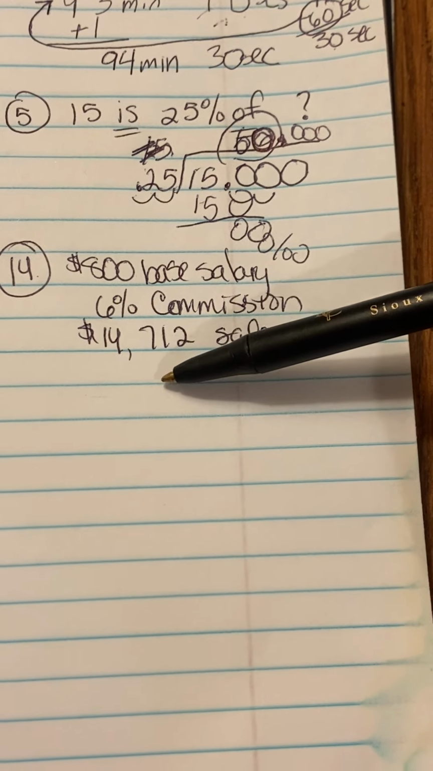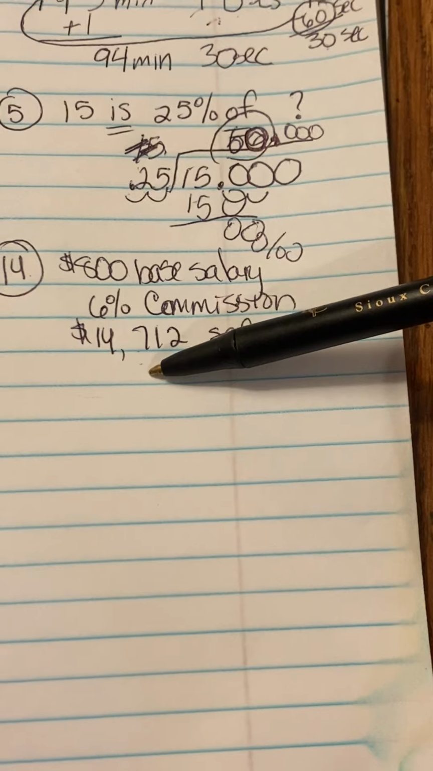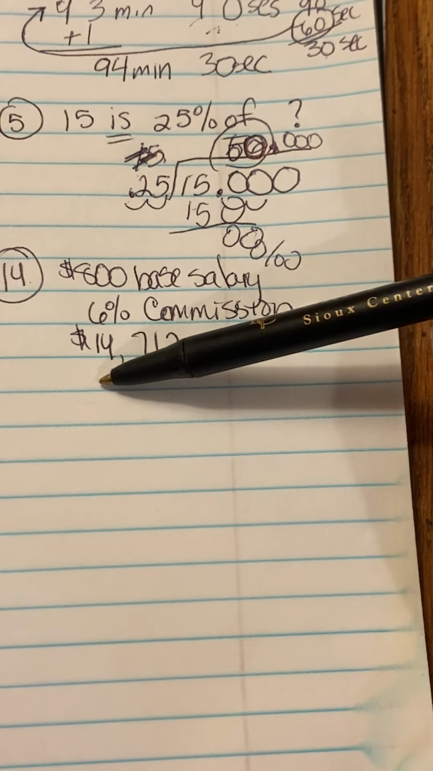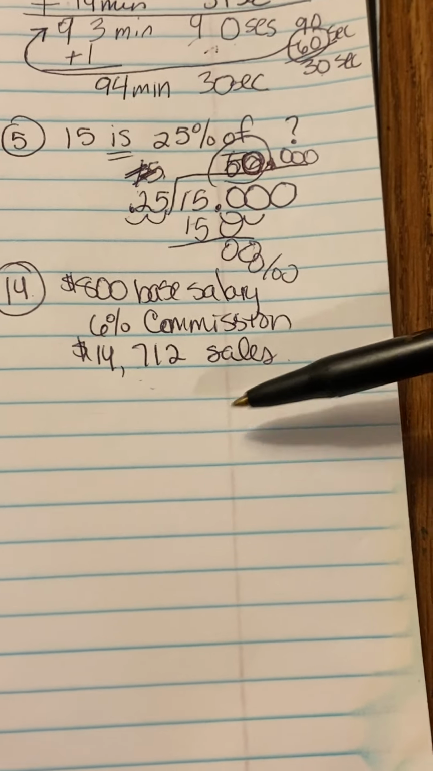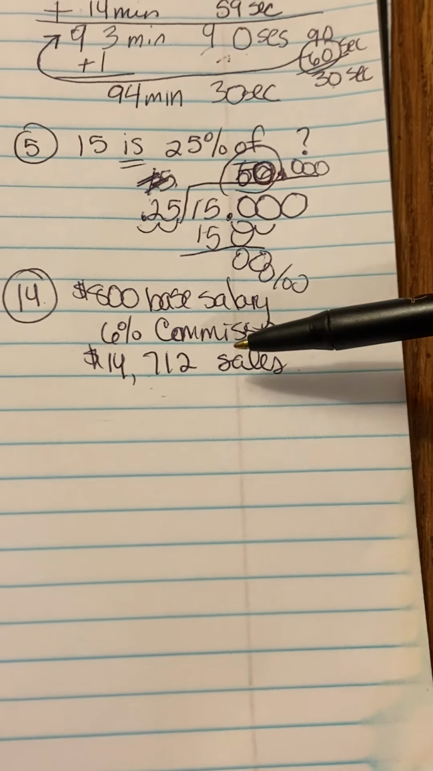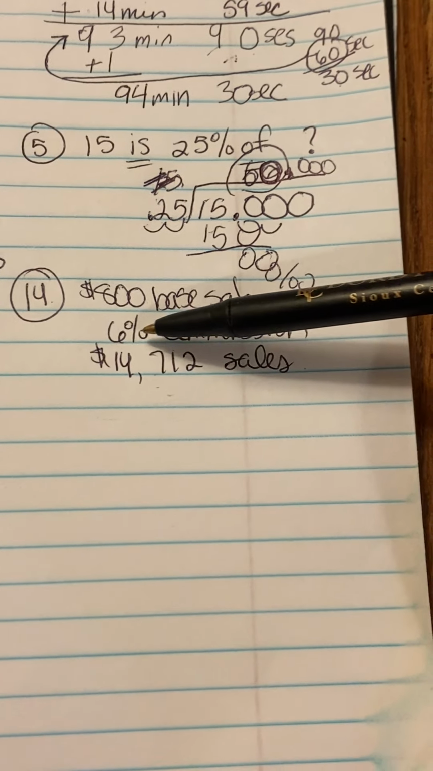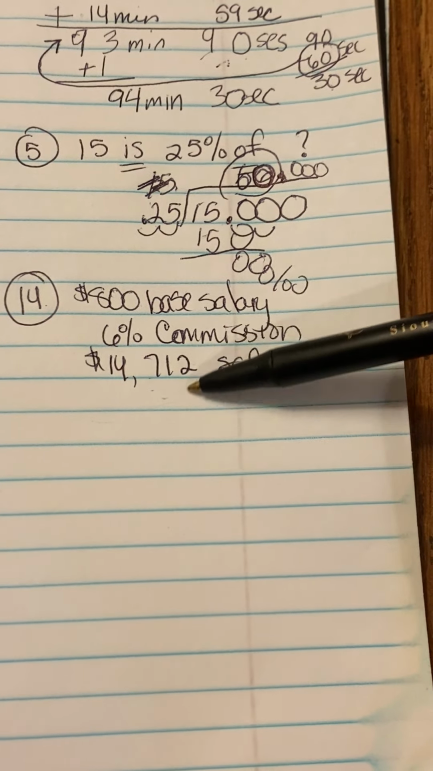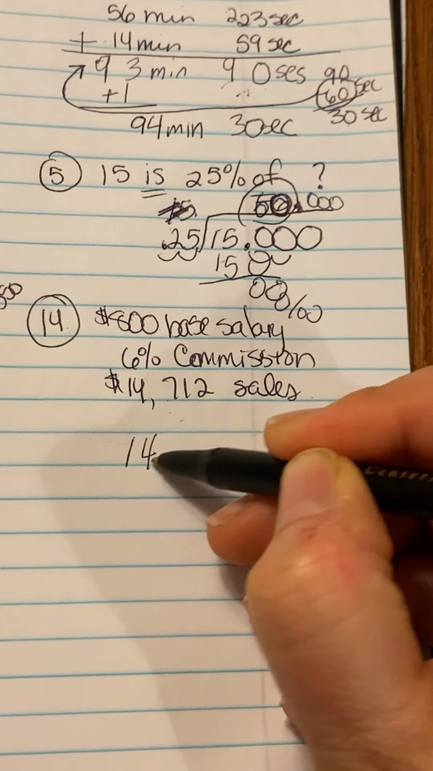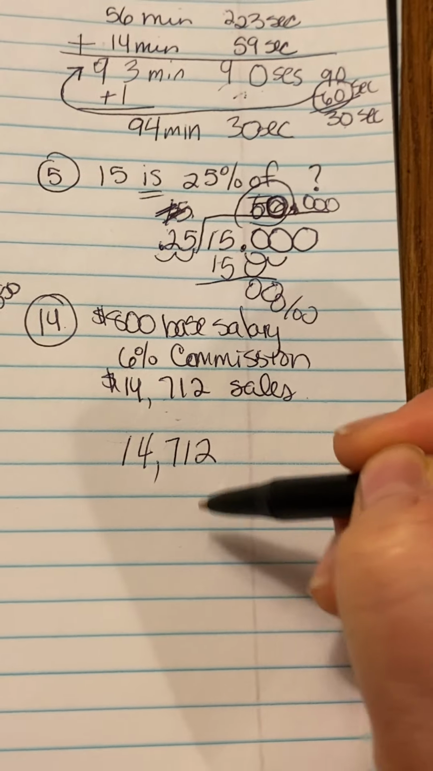So you didn't make 0 sales. You made $14,712 in sales. Now, that's not for you. That's for the company. The company that you work for made that. But they say, if you sold these, we're going to give you 6% of that. So you get a little teeny tiny portion of the $14,712. We're going to figure out what your little portion is and then add it to your base salary. So our sales were $14,712. We make 6% of that.